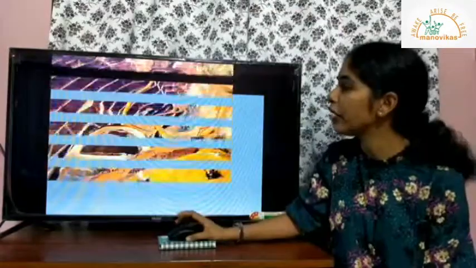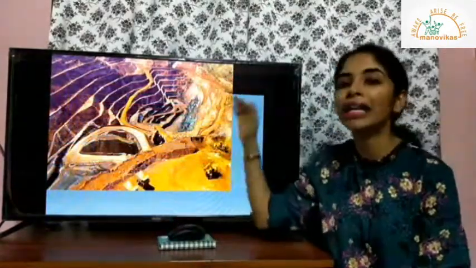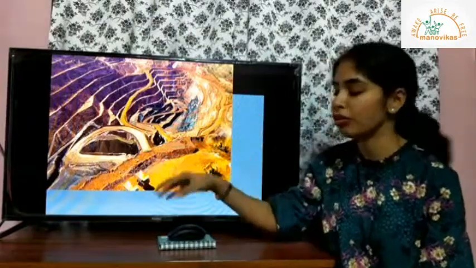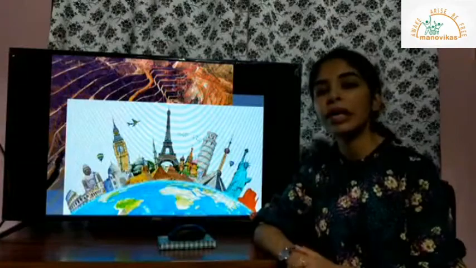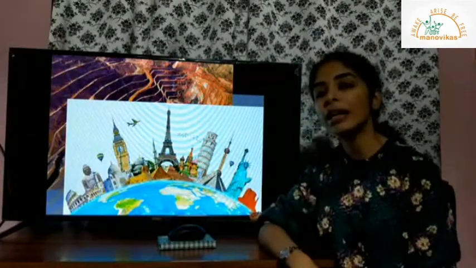Here we have examples. This is a mining site, providing minerals for different types of industry. So mining is also an industry. Then tourism, movement from place to place, is also an industry.